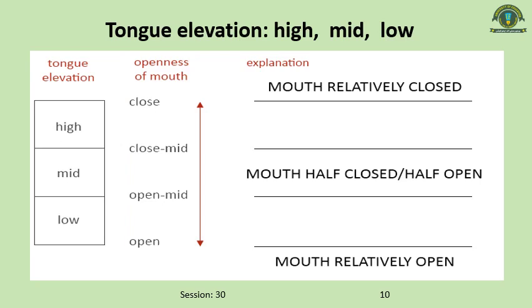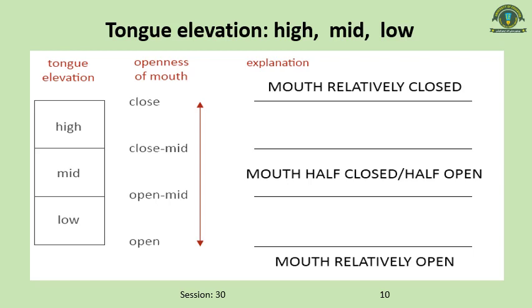Now, let's understand tongue elevation. Tongue elevation, this is what I talked about, the 5 parameters. Tongue is either high or middle or low. What we are talking about? We are talking about tongue elevation, and the 3 categories are there. Either it's high, it's mid, it's low. Now this time we have got 3 headings. The first one is tongue elevation. This is what we are understanding. The second is what is the position of mouth. In fact, I am talking about the openness of mouth. Openness of mouth is here. And the third, explanation. The explanation of what? The elevation of tongue.